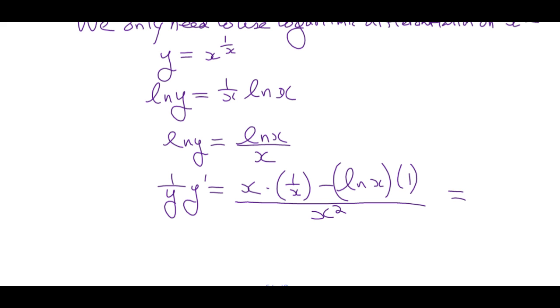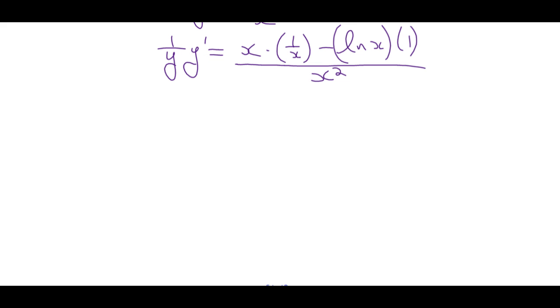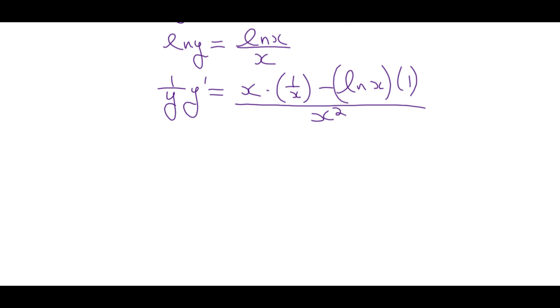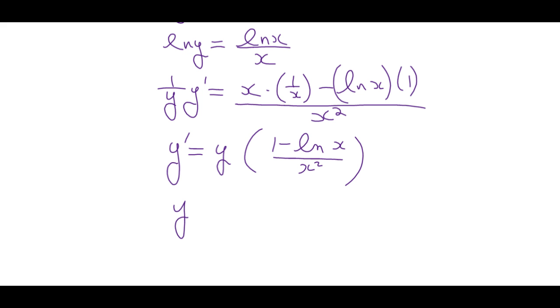Okay, which is, actually, no, I'm not going to do that. I will extend the page. So y prime is equal to y times, so let's do, what do we got? 1 minus ln x over x squared. But y is x to the 1 over x.